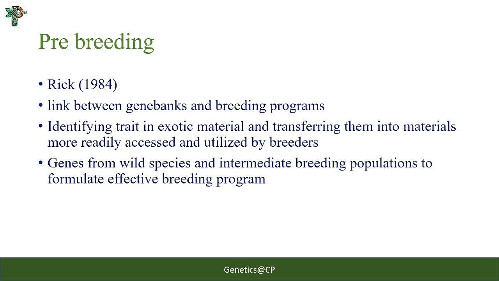Then another important concept is pre-breeding. Many of you already know what pre-breeding is, but you should also understand its core concept. Mainly, why we are doing it and what the use of pre-breeding is are very, very important. And who gave the term? Rick gave the term, and we majorly use it to create intermediate lines that can be used for further breeding programs. So it acts as a link between the gene banks and the breeding programs.